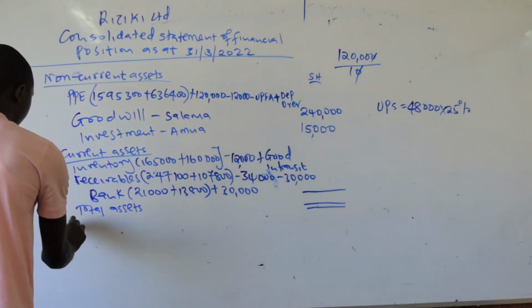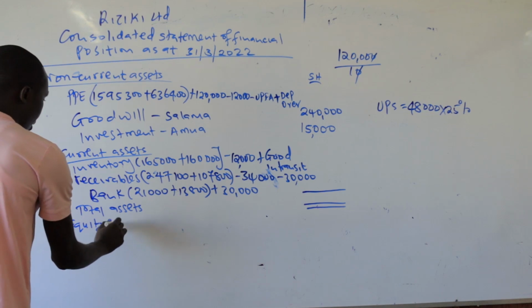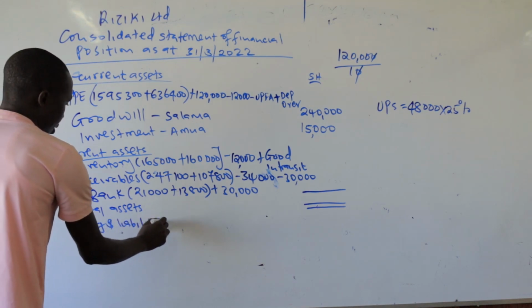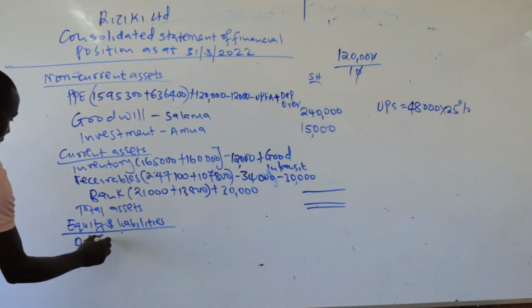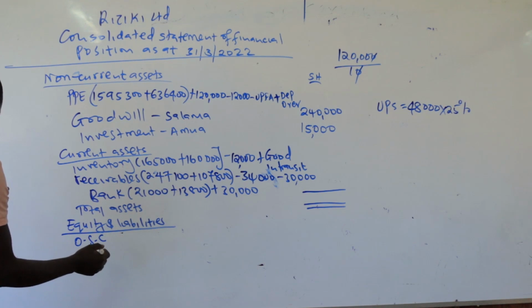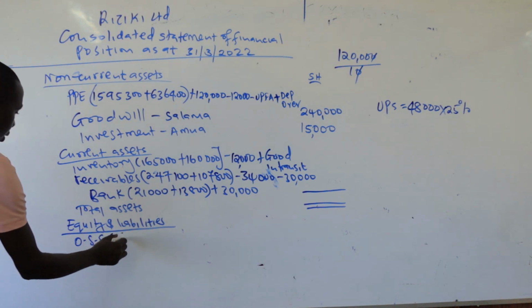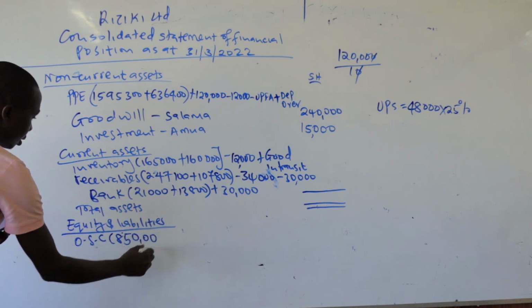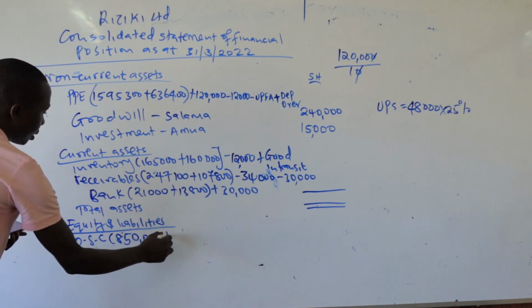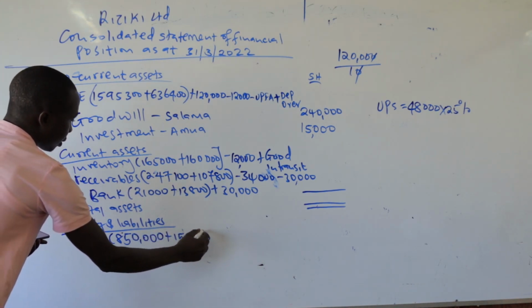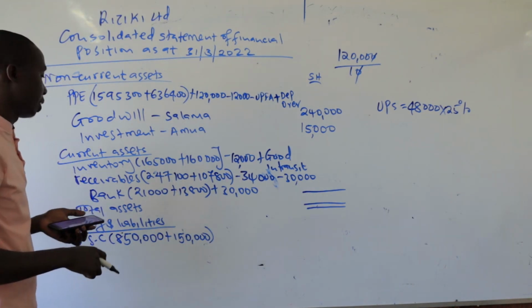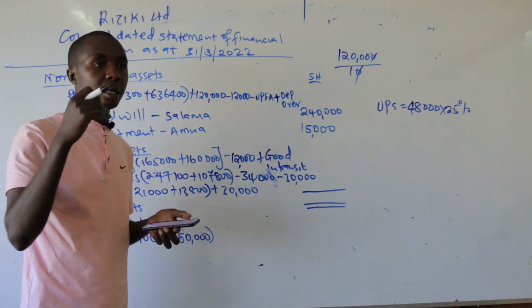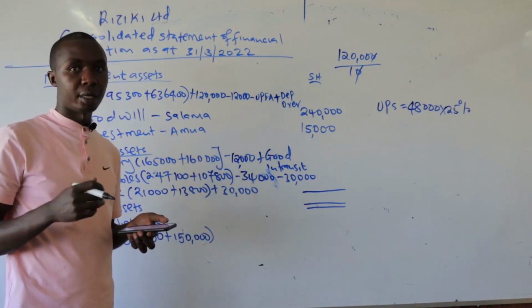Then I will move to equity and liabilities. For equity and liabilities, remember there is ordinary share capital. We use the one for the parent, 850,000, but I will add the 150,000, the one which was due to the share exchange when the parent was acquiring the subsidiary. Remember, we did that working.